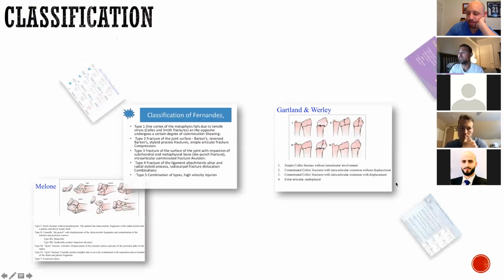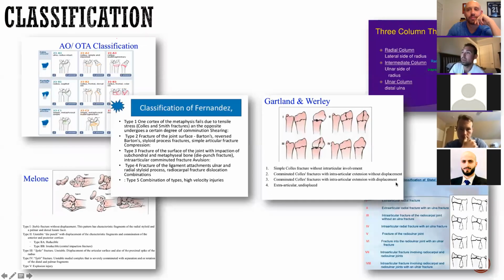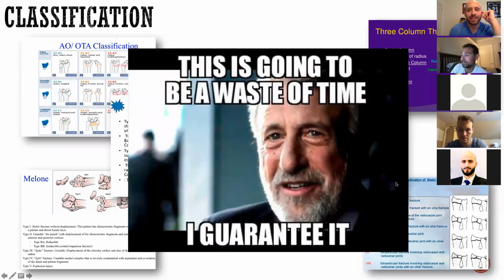So classifications, this can be overwhelming. You can see the AO, the Fernandez, the Malone, the Gartland, the 3-column, and I think that one in the corner is the Frykman or something. But regardless, it's a waste of time. They don't get you anywhere. Most people never say, I've got a Malone 3. They just describe the fracture, and that's really helpful.